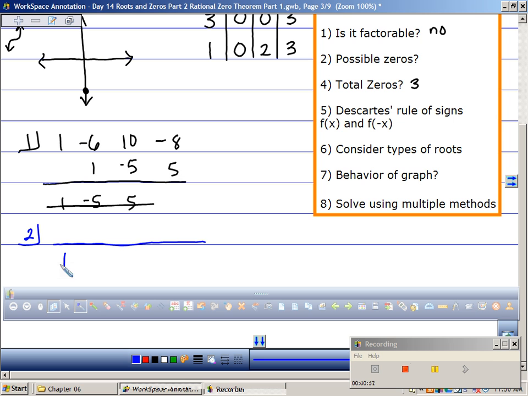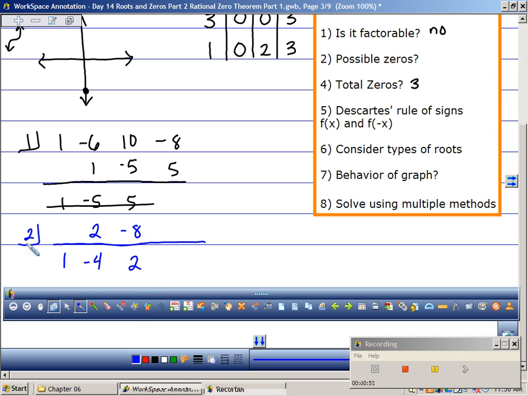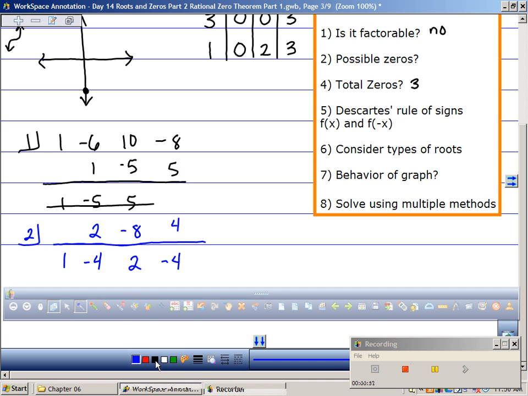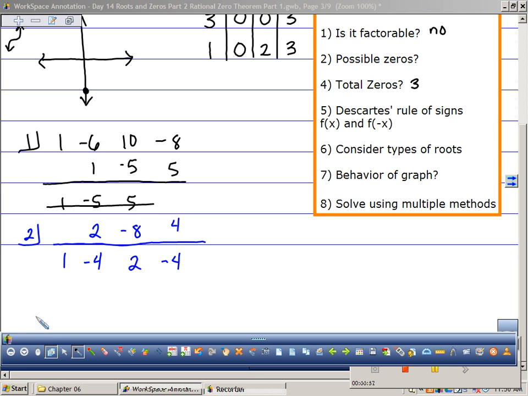2 times 1 is 2. 2 and negative 6 make negative 4. 2 times negative 4 is negative 8. 10 and negative 8 make positive 2. 2 times 2 is 4. Negative 8 and 4 make negative 4. So 2 didn't work. Next, I'm just going to go back and forth from black and blue.